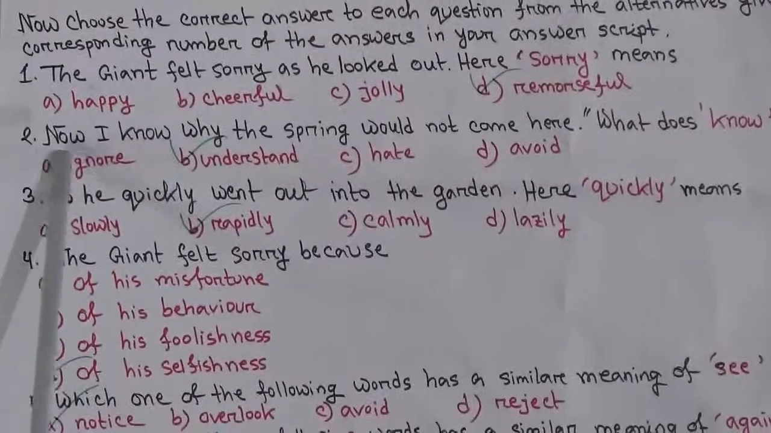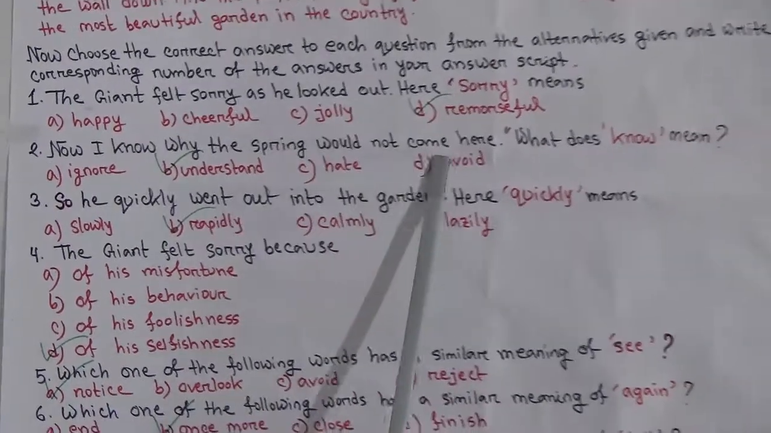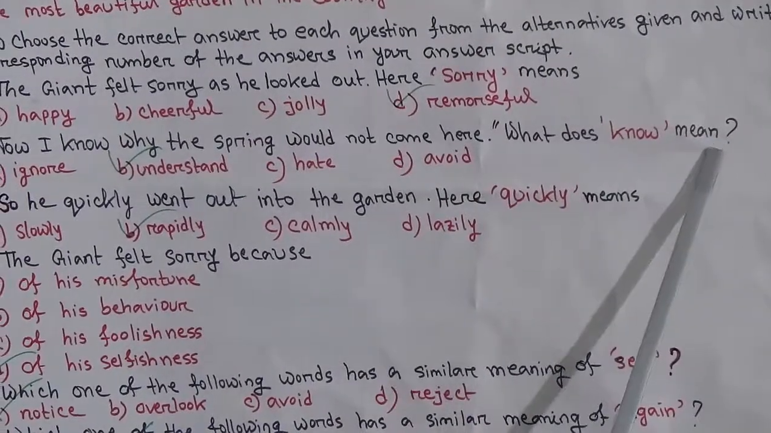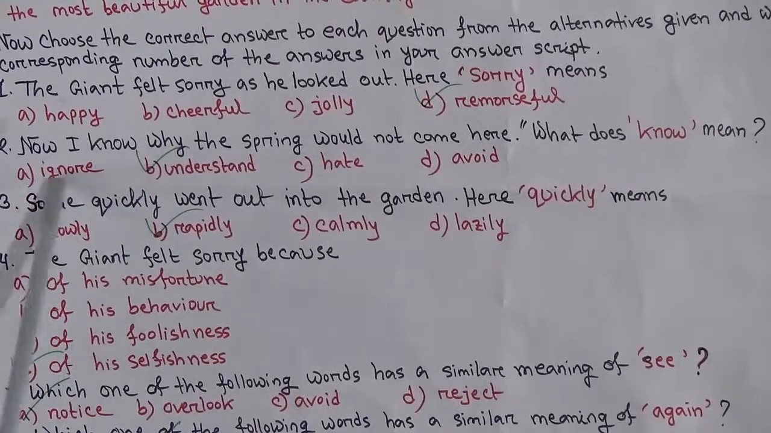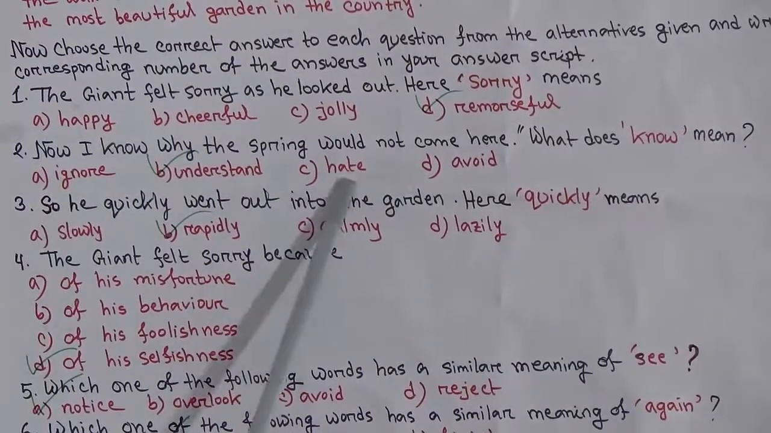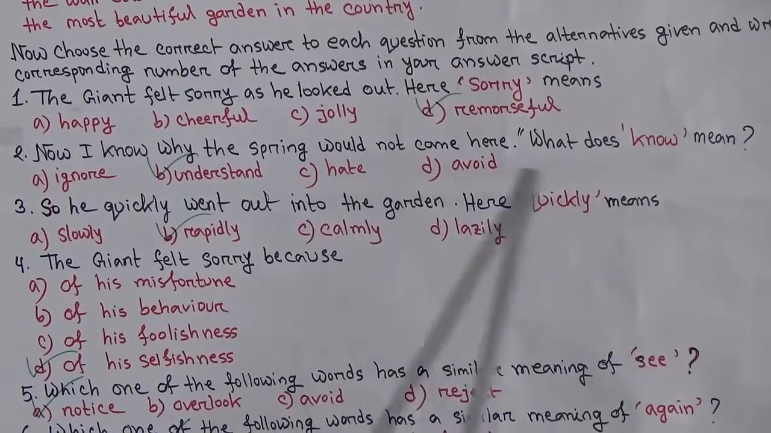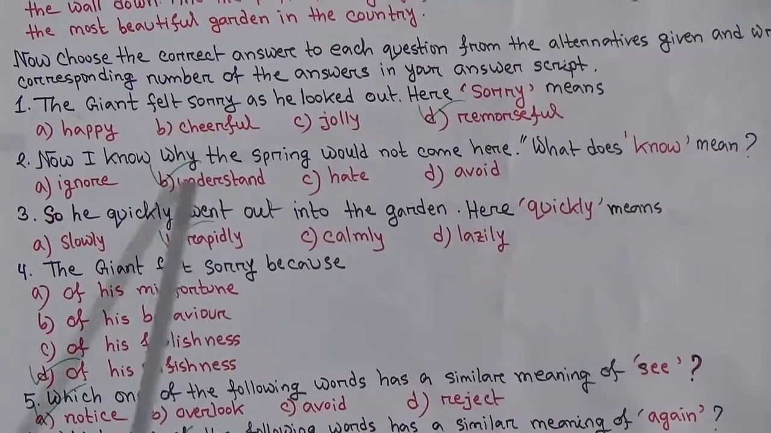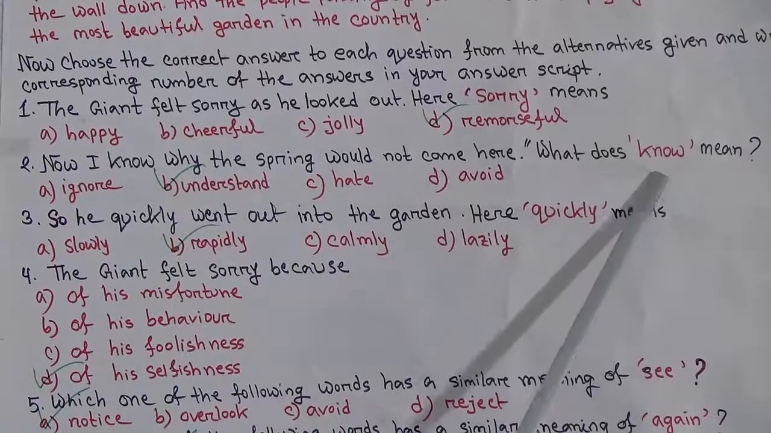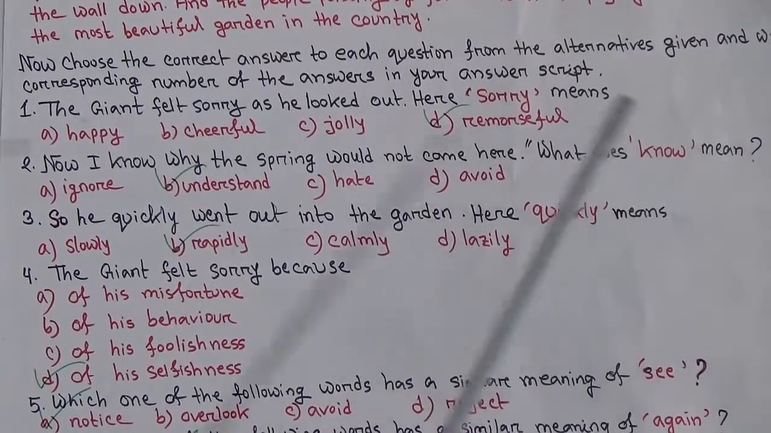You can follow me. Now I know why the spring wouldn't come here. What does know mean here? First of all, ignore, hate and avoid. These three don't carry the closest meaning of know. Only understand and realize is the real closest meaning of know.